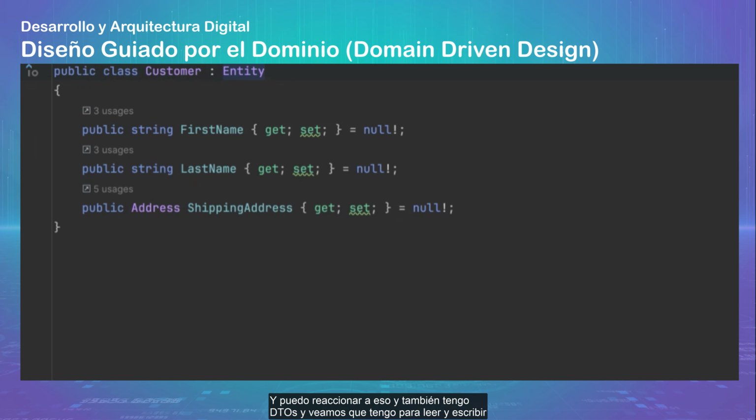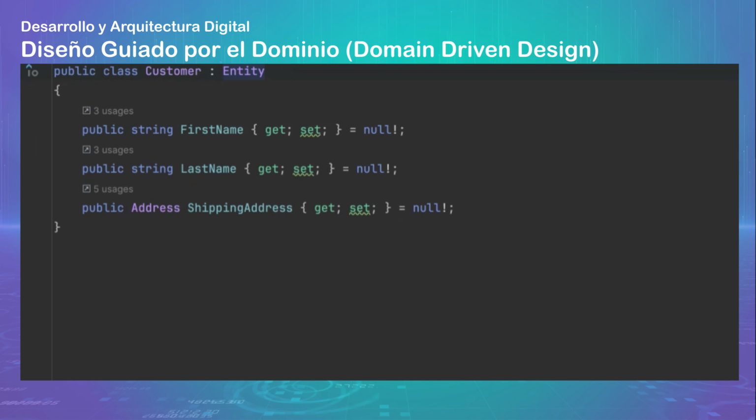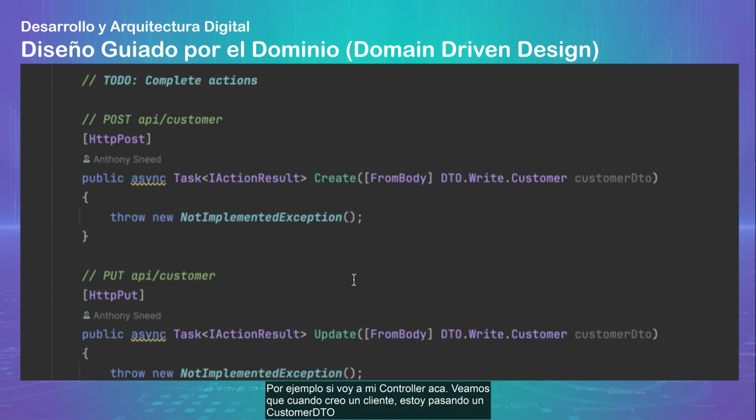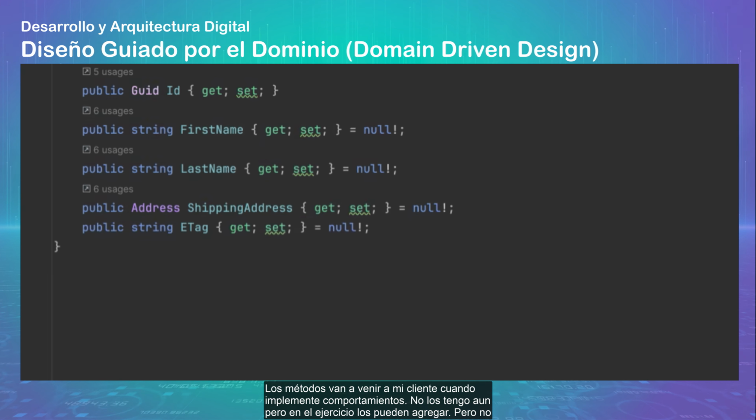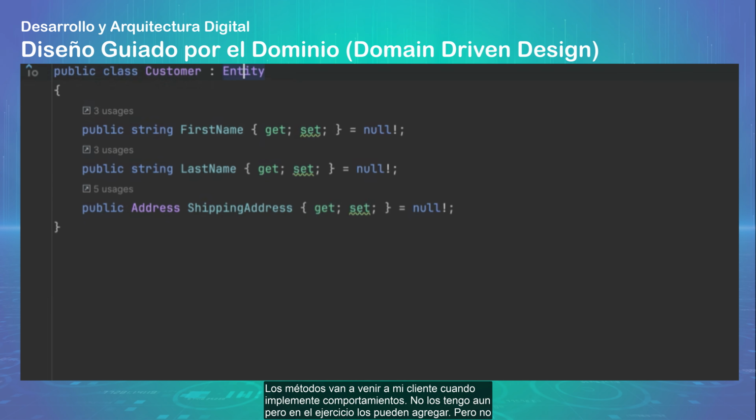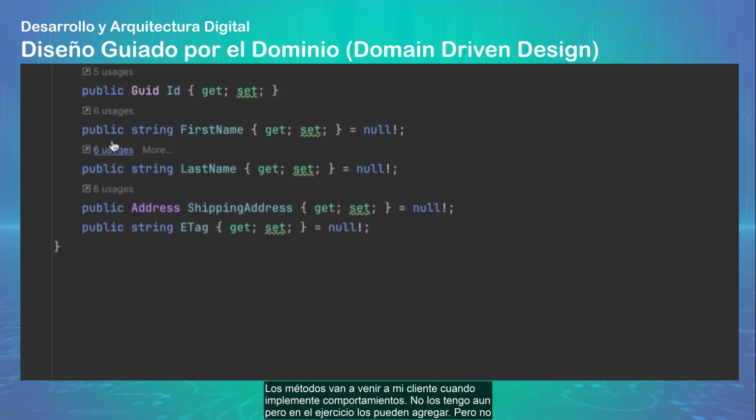And then I have also DTOs, and notice I have separate ones for read and write, right? So here's, for example, the DTO coming into my controller. If I go to my controller here, notice that when I create a customer, I'm passing in a customer DTO, and that comes from my write customer. If I look at that, notice that I have all my properties here, but I don't have any methods. The methods are going to come into my customer when I implement behaviors. I don't have them yet, but in the exercise, you'll go ahead and create and add those. But we're not going to add any methods to the DTO.